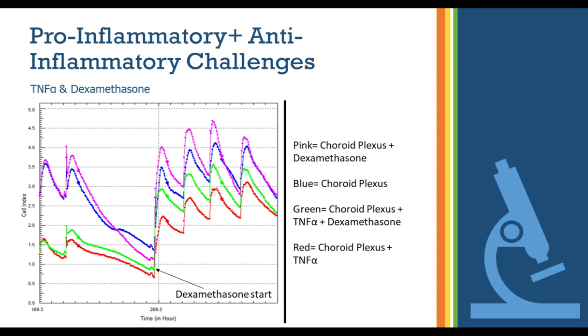And another interesting thing, when you just look at the baseline, the choroid plexus plus just dexamethasone, just to rule out any other effects of dexamethasone on the cells by themselves, you do see an increase in barrier function. So dexamethasone did slightly help tighten the barrier of just plain choroid plexus cells without TNF-alpha, but it's still really interesting to note that dexamethasone was able to repair some of the barrier function in TNF-damaged cells and affected cells.